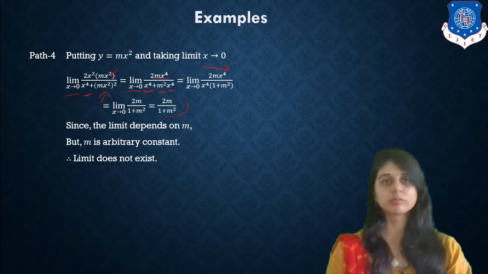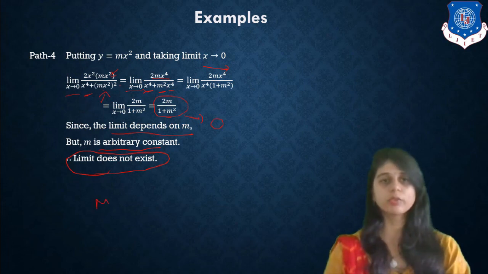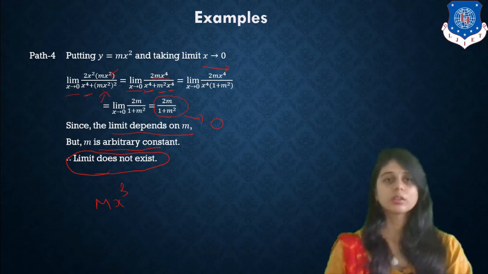This is an m term. Here there is no x term in this function. Since the limit depends on m, and m is an arbitrary constant, the limit does not exist. Okay, if in that case we also get 0, then we have to check for mx cube. In this way, we get that the limit does not exist.